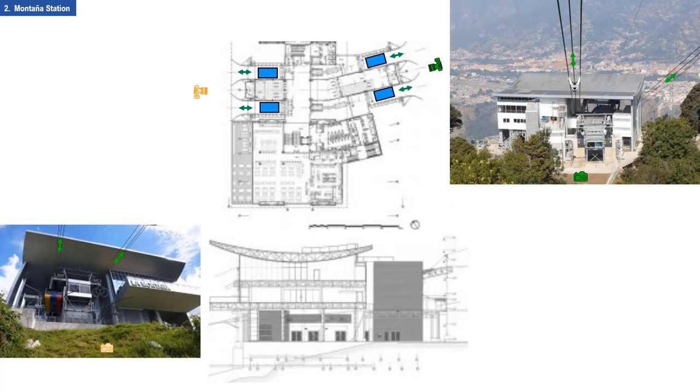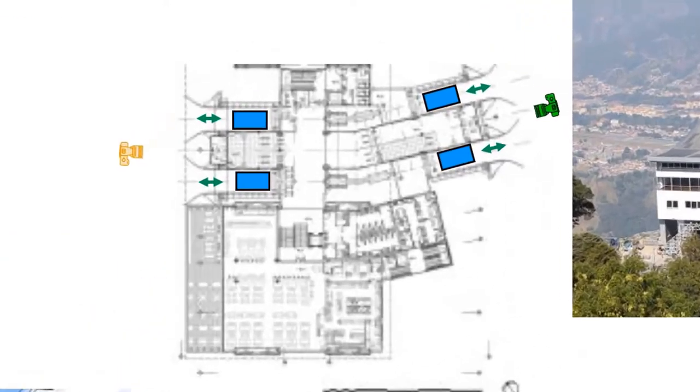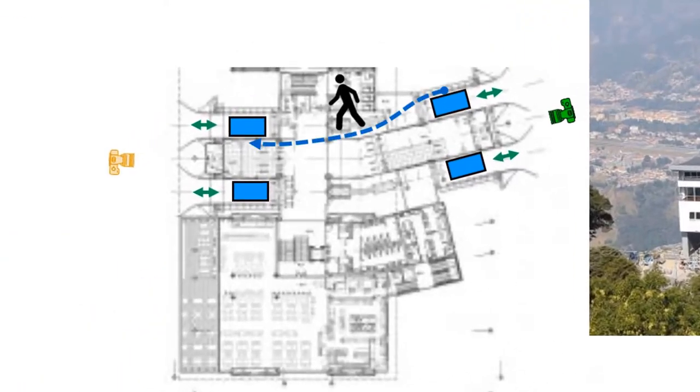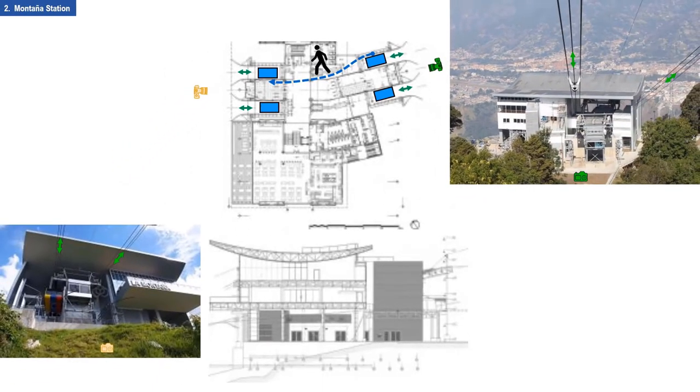This is an intermediate station. Just as the intermediate station in Rio de Janeiro, the passenger has to deboard and board at the next passenger platform to proceed to the next station. But this time, the walk is just a few meters away in one building. The walk will take less than 20 seconds.